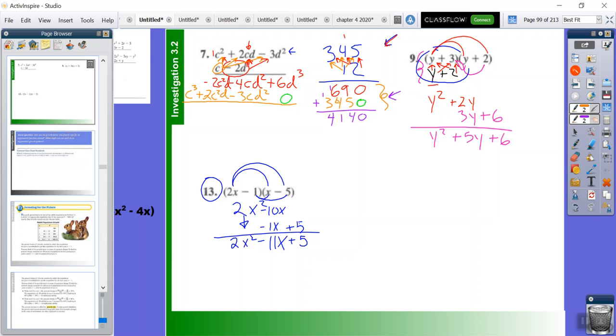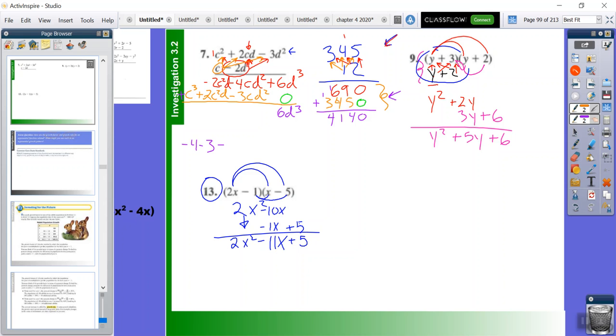Okay, so we're going to do the exact same thing over here. 6d to the third plus 0 is 6d to the third. What is negative 4cd squared minus 3cd squared? Negative 1? Not negative 1. So we have negative 7cd squared.